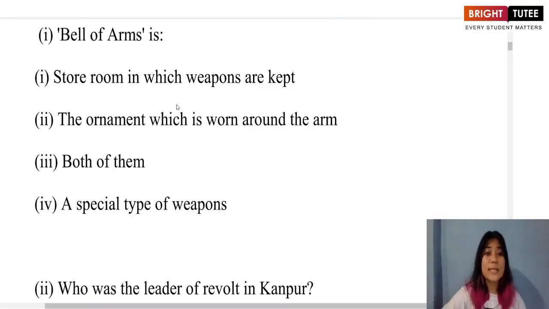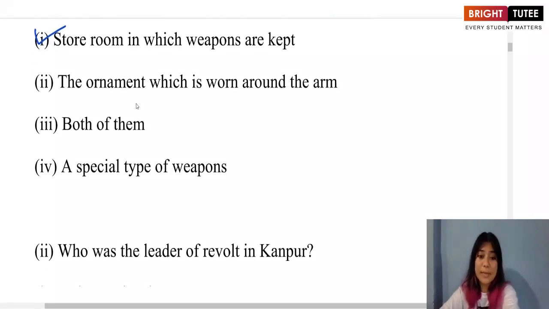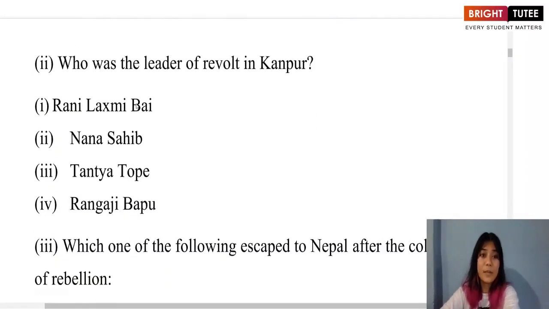The next question. The question asks, bell of arms is? And there are four options, so we have to pick the correct answer. Storeroom in which weapons are kept, the ornament which is worn around the arm, both of them, a special type of weapons. So the correct answer is number 1, storeroom in which weapons are kept. The next question, who was the leader of revolt in Kanpur? Rani Lakshmibai, Nana Sahib, Tantia Tope, Rangaji Babu. The correct answer is Nana Sahib.